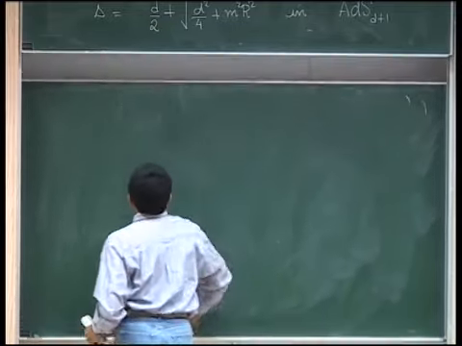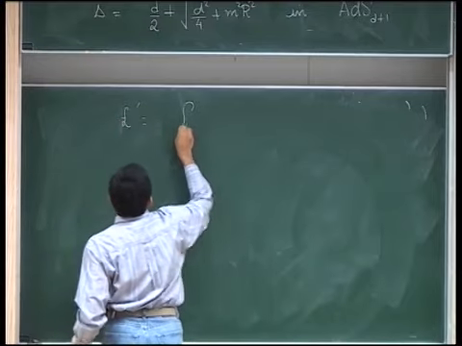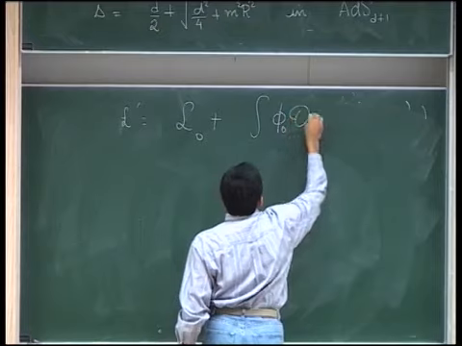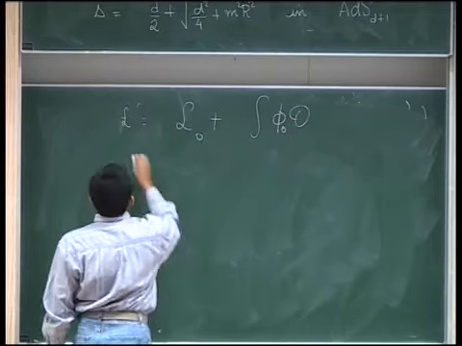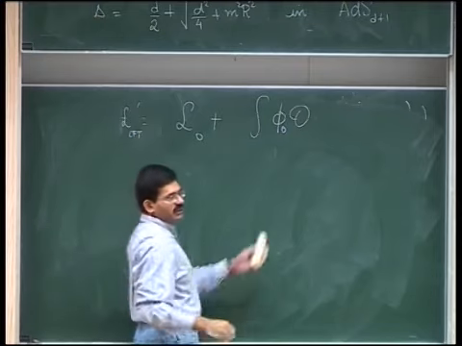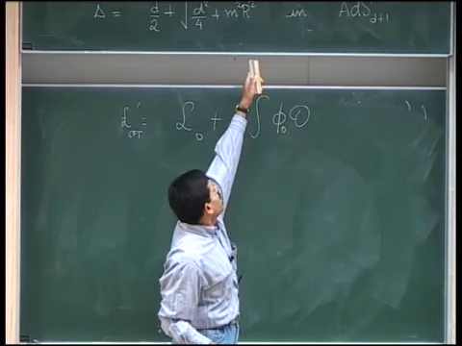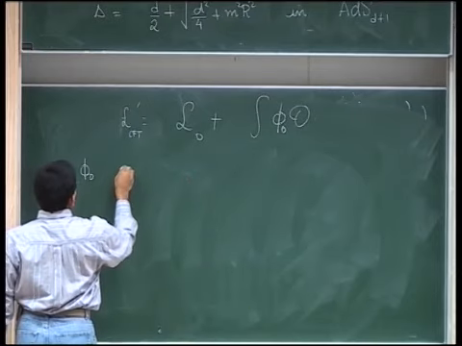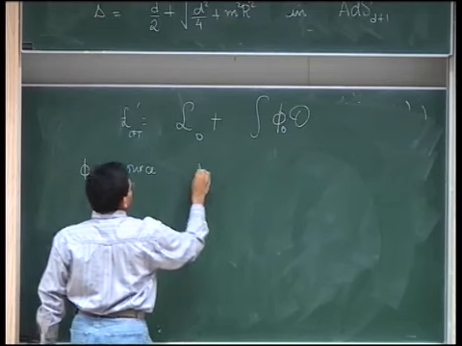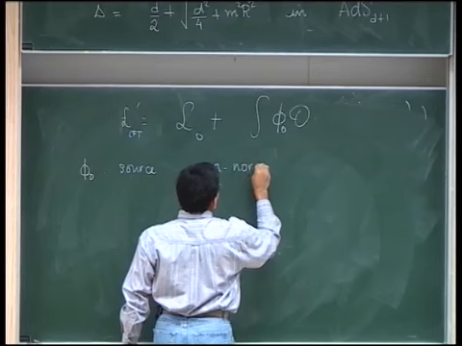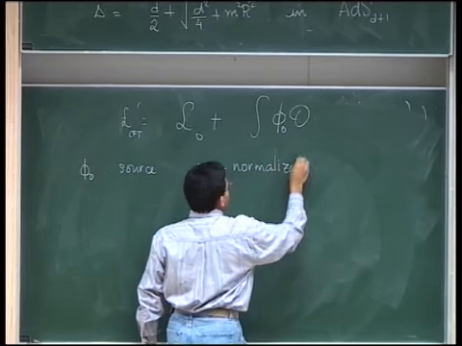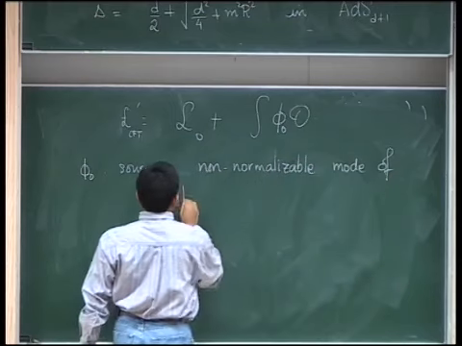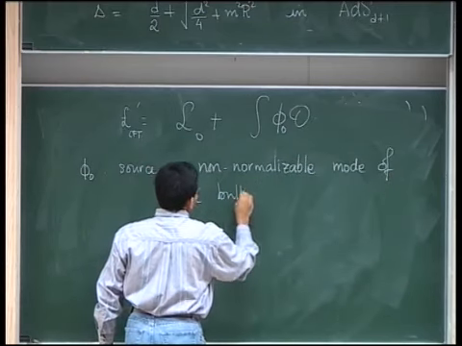So my new Lagrangian is the undeformed Lagrangian plus a source term, in the CFT. This is the CFT, and phi naught is the source, and that's the part that couples to the operator. So phi naught, the source, corresponds to the non-normalizable mode of the bulk field.